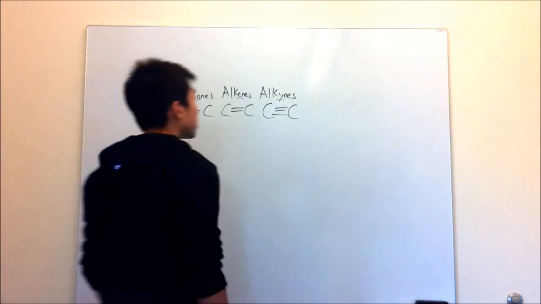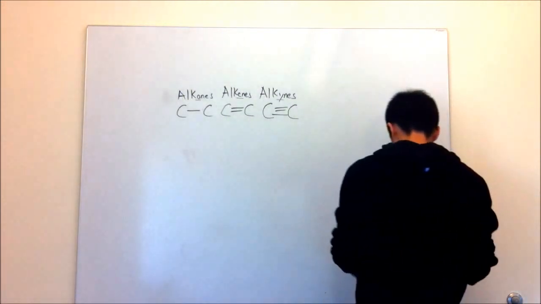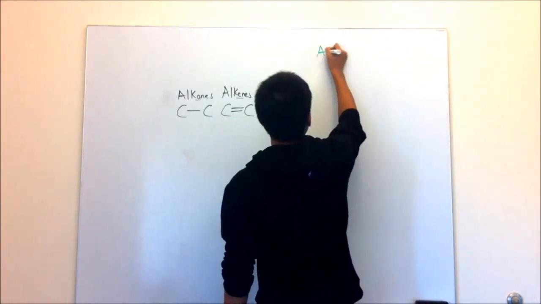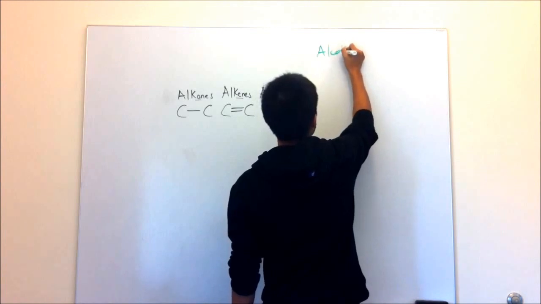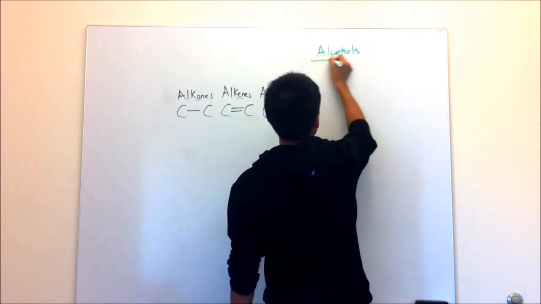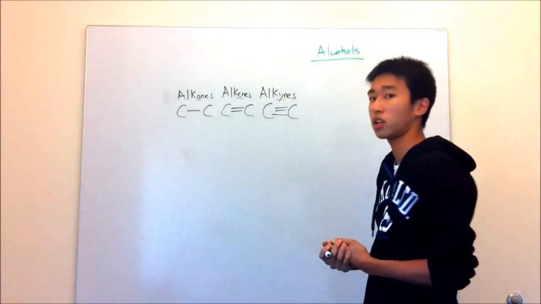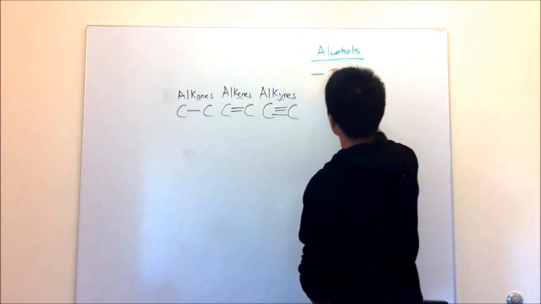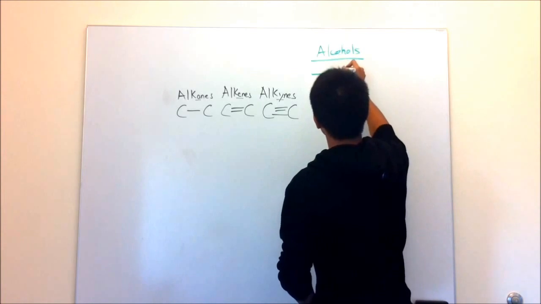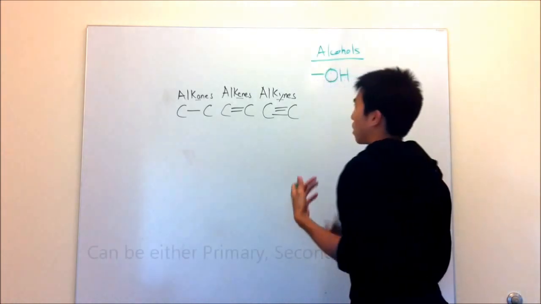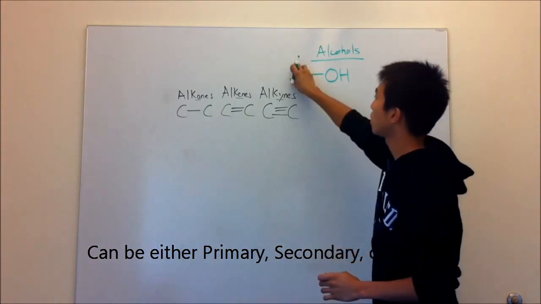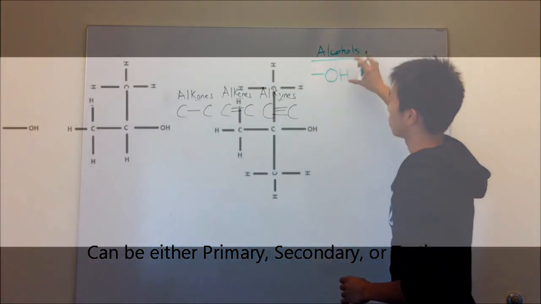Okay, next is alcohols. Alcohols might be one of the easier groups for you to remember because it's just a carbon chain with your OH. You've probably seen this in high school. But if not, just remember it as a carbon chain, and then you have your oxygen bonded to a hydrogen.